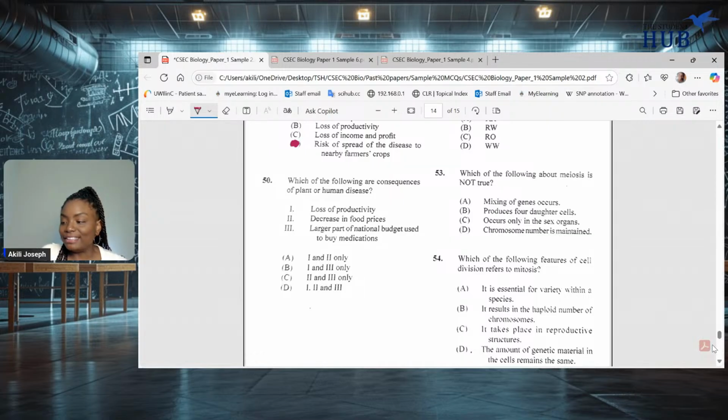The correct answer here is going to be B. No way, no how. Will disease lead to a decrease in food prices? All of these things are going to lead to an increase in food prices. So any option with 2 is out.